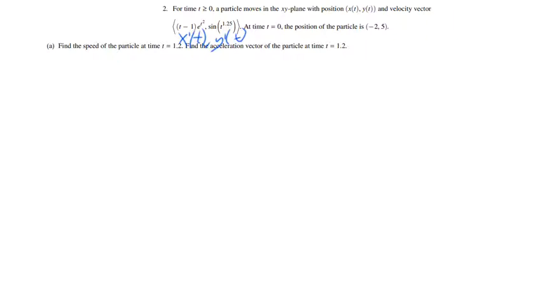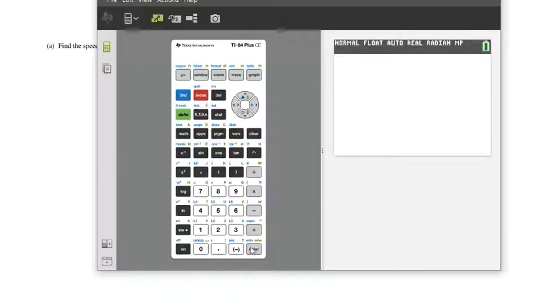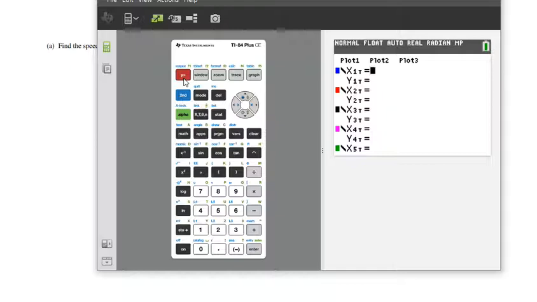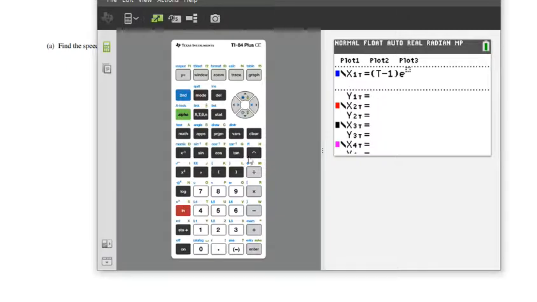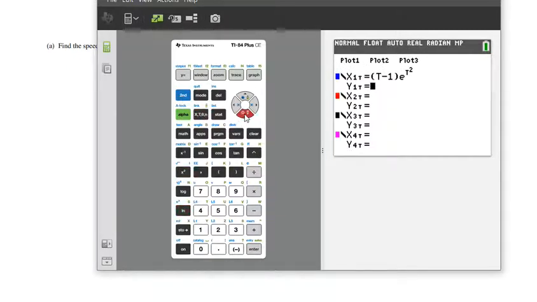And since I have a feeling we're going to be using these a lot, let's go ahead and stick them in the calculator right away. Now I put my calculator into parametric mode for this question. You don't have to do that, but I did. So x1 of t, I'm going to put in here our x prime of t, because that's what we're given. We just want t minus 1 times e to the t squared. So this was our x prime of t.